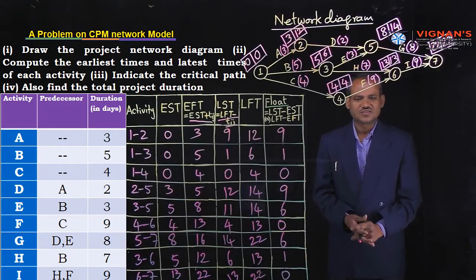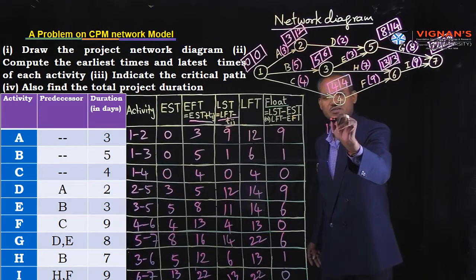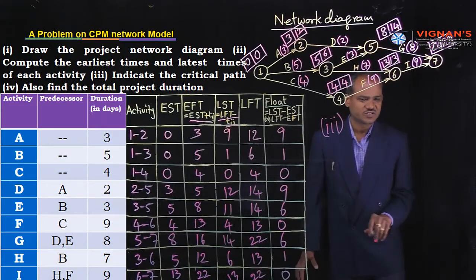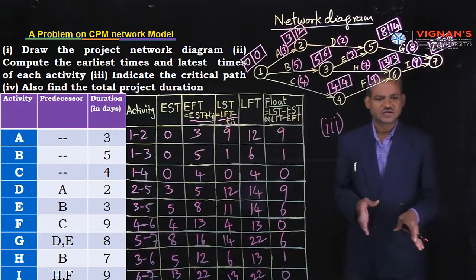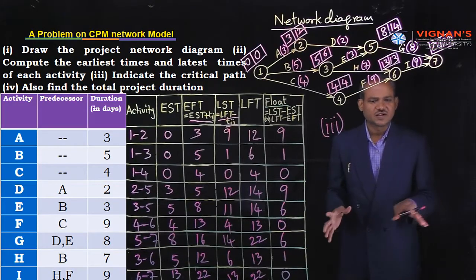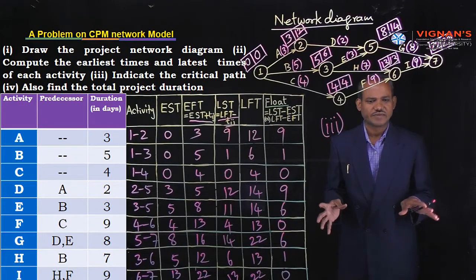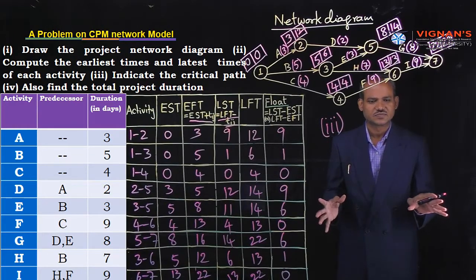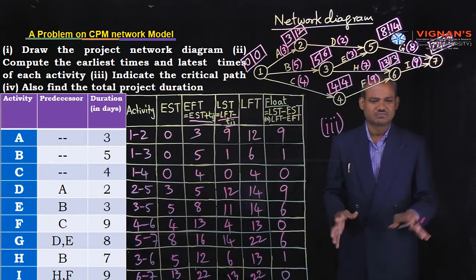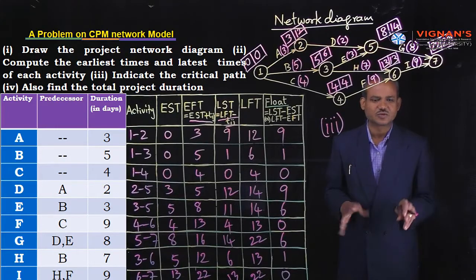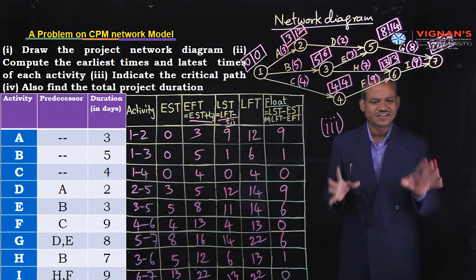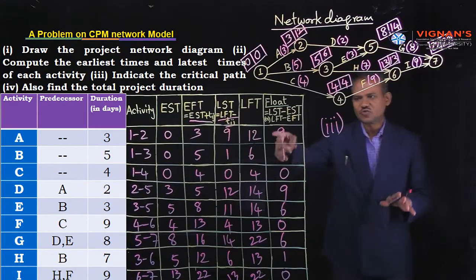Next, move to the third bit. What is the third bit? Indicate the critical path. First of all, what do you mean by critical path? I would like to define. Critical path is the longest path, the maximum duration path. Critical path is the longest path in the network diagram. How to identify that longest path, known as critical path? Every critical path has zero float.